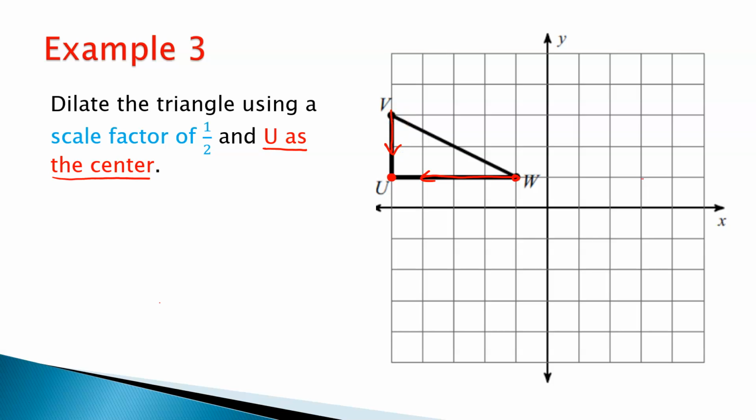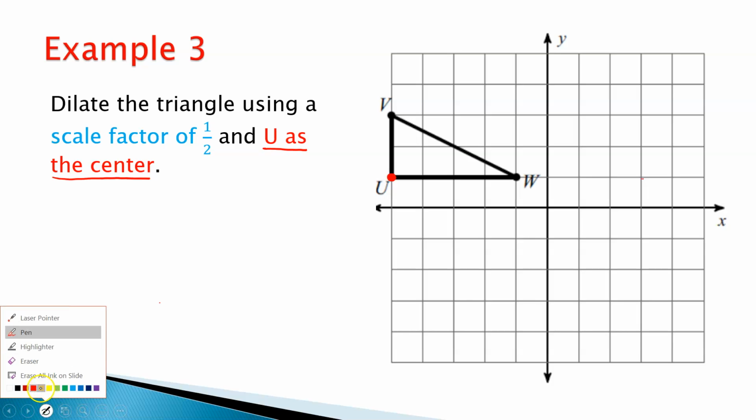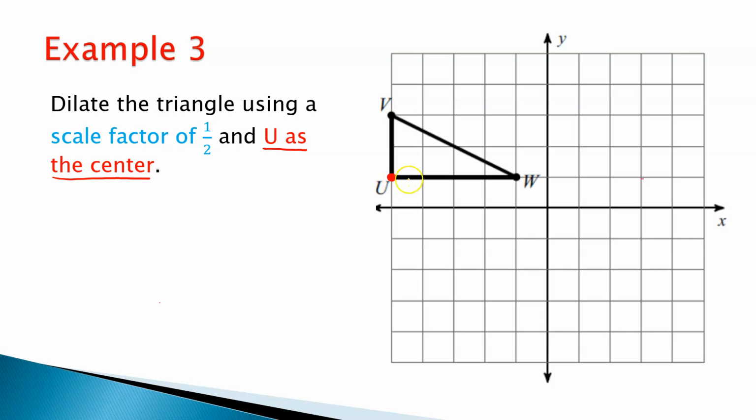All right. So how do we perform a dilation when the center is not the origin? Well, this time it's a little bit different. This time you're actually going to have to use the sides. You actually have to count the sides. You cannot use the coordinates. So what I mean by that, so here is U, that's the center. So from U to W, how many units was that? That was 1, 2, 3, 4. So that was originally 4 units.